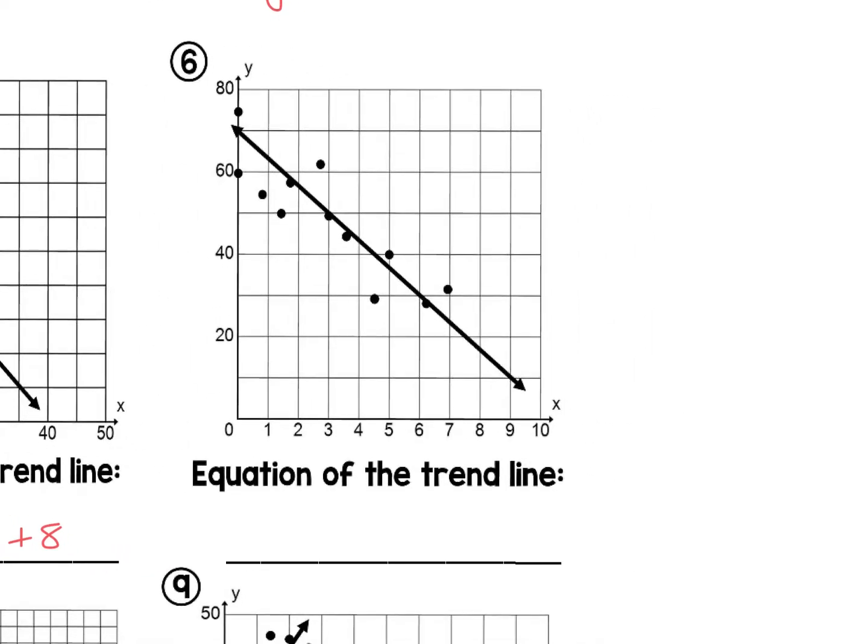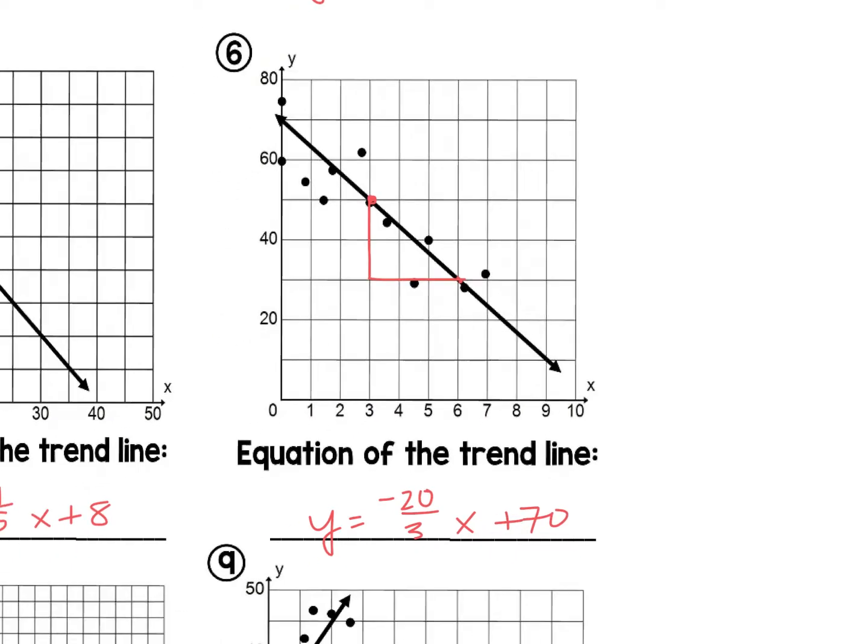So the y-axis is going by 10s, so I'm going to say y equals, looks like it crosses at 70. So plus 70 at the end. And then a really good point is over here where y is 50 and over here where y is 30. So it looks like it goes down 20 and right 3. So -20/3. So hopefully you're getting the hang of it at this point. Just picking out the y-intercept and the slope, doing the best that we can.